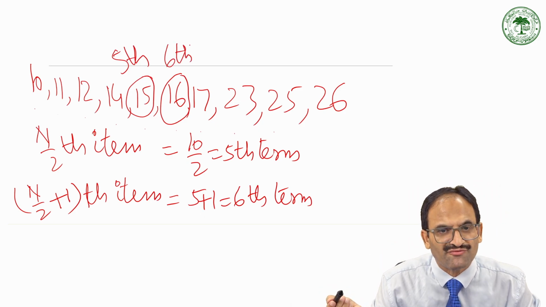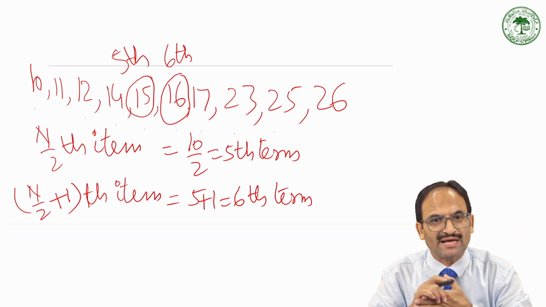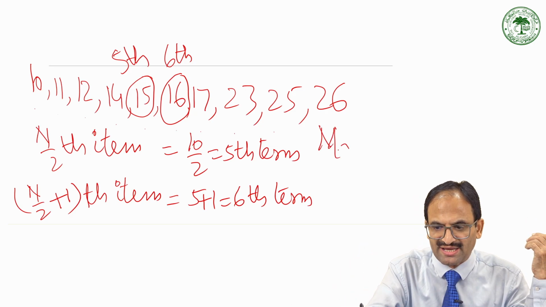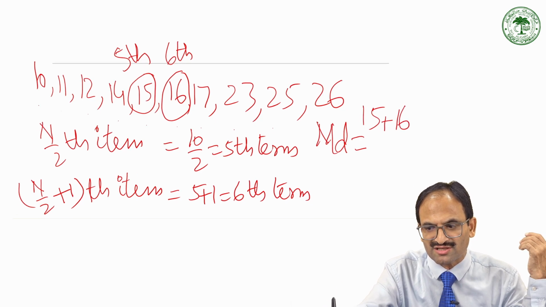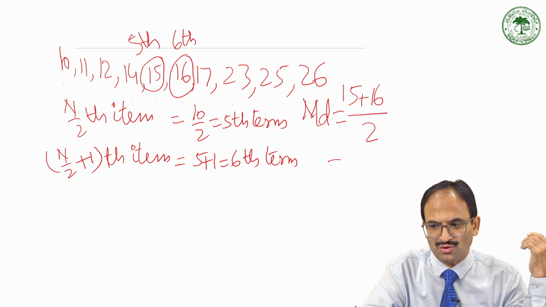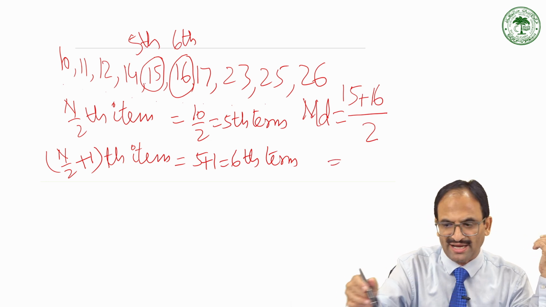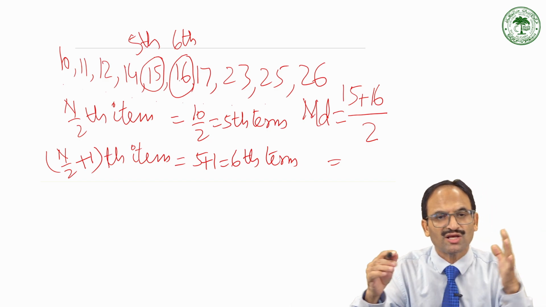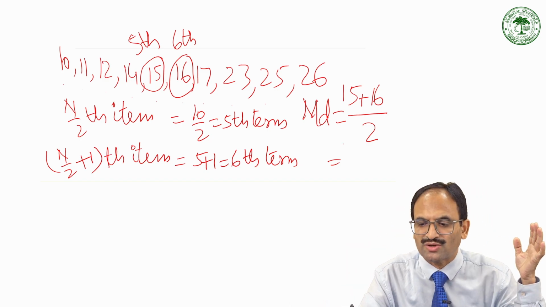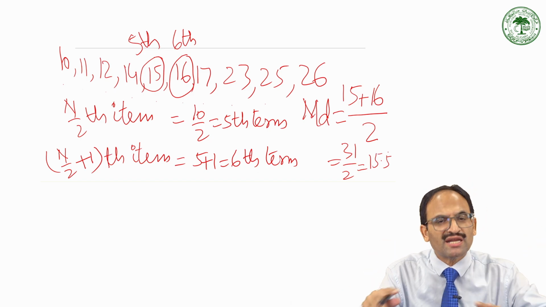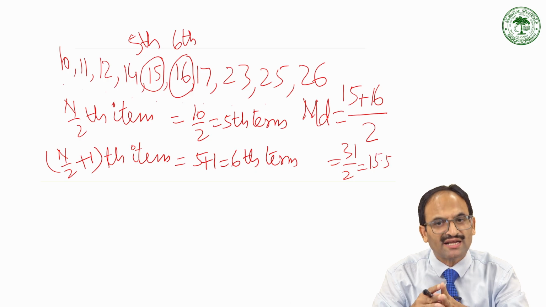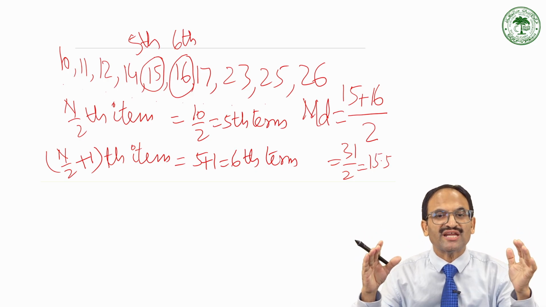Since this is the case of even number of items, so median will be equal to, how you will find, n by 2th term plus n by 2 plus 1th term divided by 2. So, n by 2th term is 15, n by 2 plus 1th term is 16. So, you will find the sum of 15 plus 16. So, it will be 31. 31 divided by 2. If you will calculate, you will find it is 15.5. So, median of this particular data set comes out to be 15.5.